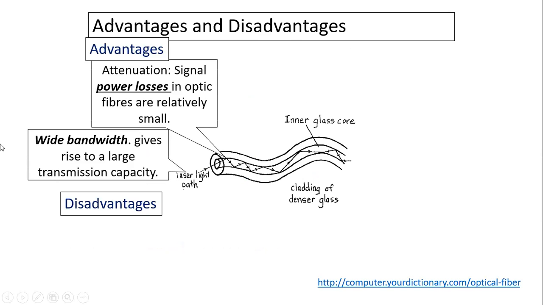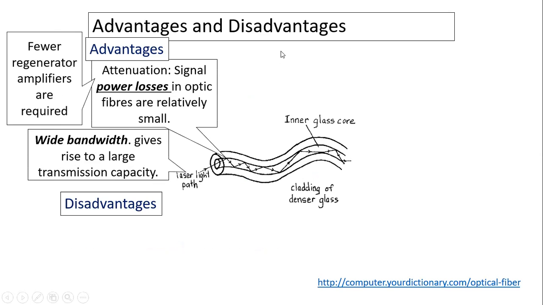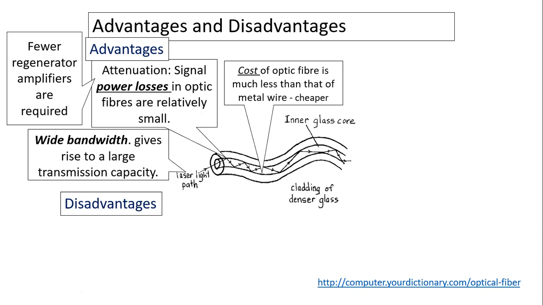Okay, so this one summarizes for you the same thing, right? Can carry large amount of information. Signal power loss in optic fiber are relatively small, right? It's not I square R. It's made of glass. So it means that less amplifier required. You don't need to amplify it too often. You got regenerative amplifier. Cost of optic fiber much less than that of metal wire. Right? It's cheaper than copper wire.